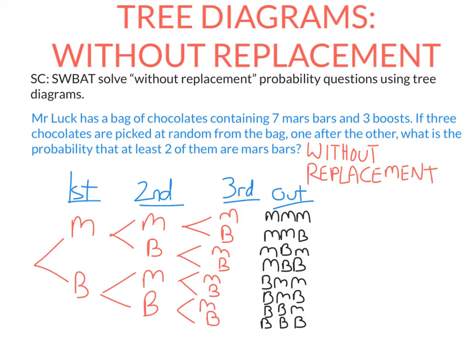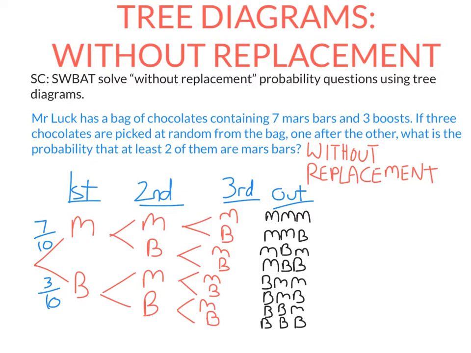So this tree diagram looks very similar to the one last lesson. In fact, so far, it's exactly the same. Now remember, each of these outcomes is not equally likely to occur. So we can't just say each has probability 1/8, because, of course, we're more likely to get a Mars bar. So we're going to write on the branches each of the probabilities. So 7/10 that I get a Mars bar first go, and 3/10 that I get a Boost. Exactly the same as when we were doing the question with replacement.